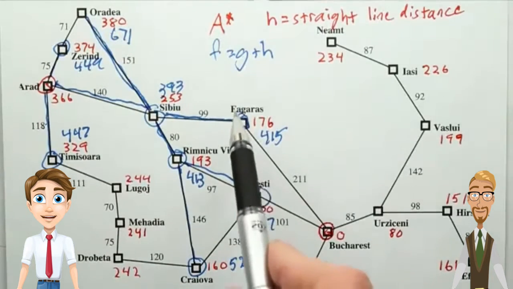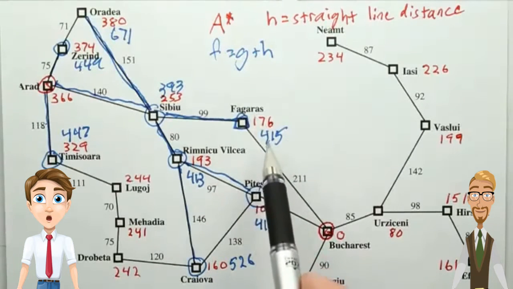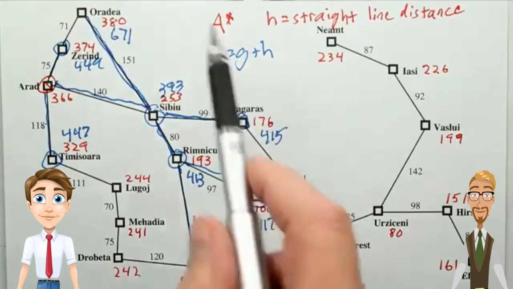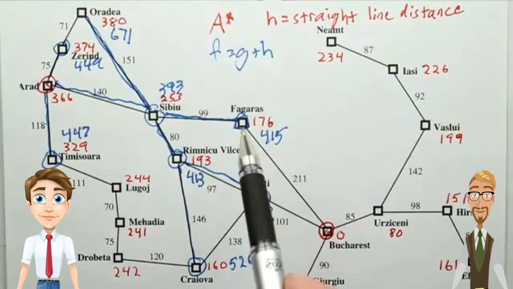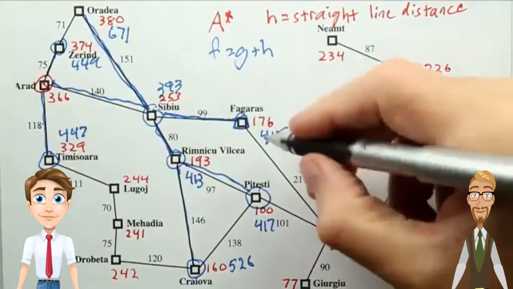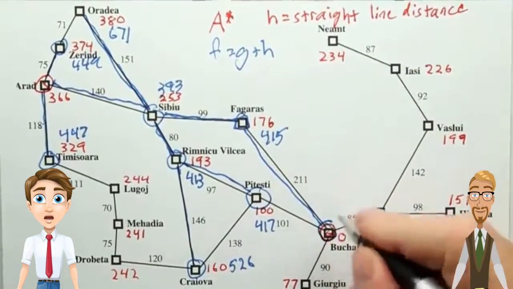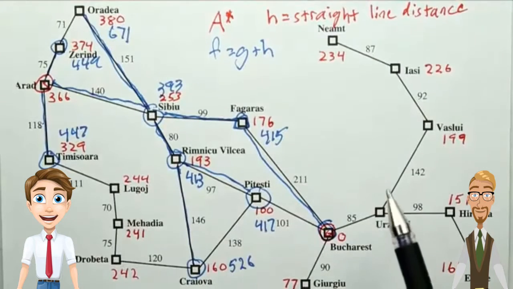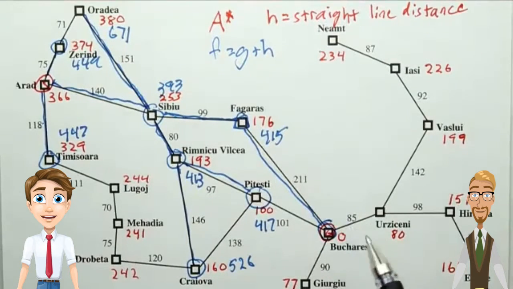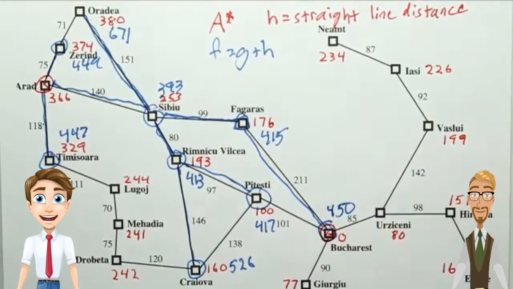And the answer is that we expand this path at Phagros next, because its F total, 415, is less than all the other paths in the frontier. Phagros should be expanded next because its cost 415 is the smallest. Now we expand Phagros, and we get a path that reaches the goal, and it has a path length of 450 and an estimated distance of 0 for a total F value of 450.